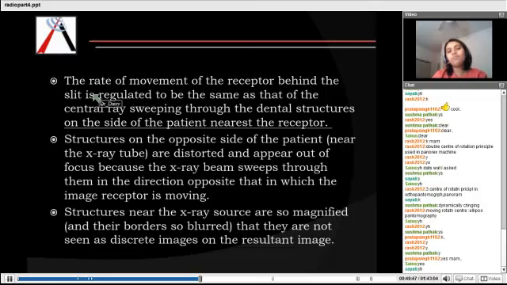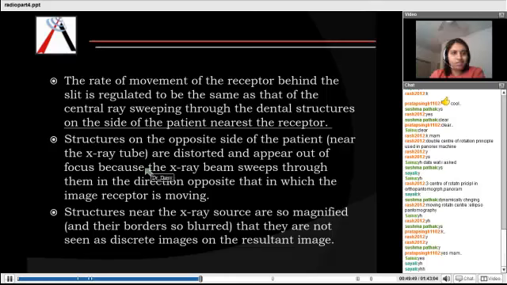Okay, now the same things we discussed here are in the slide. The rate of the movement of the receptor, that is the film behind the slit, is regulated to be the same as that of the central ray sweeping through the dental structures. Right? So our central ray is sweeping with the same speed as the image receptor or the film is moving, so that we get a stable image.